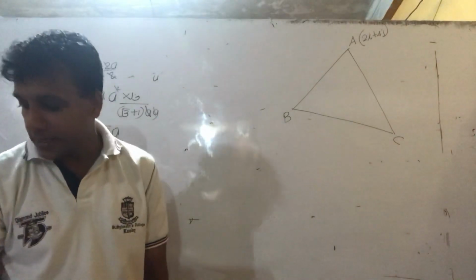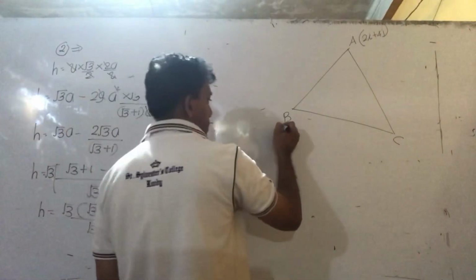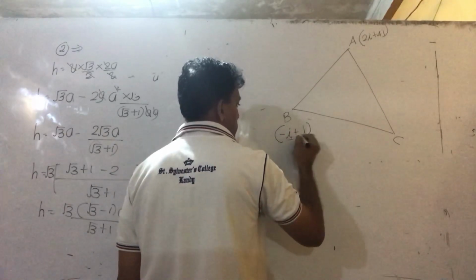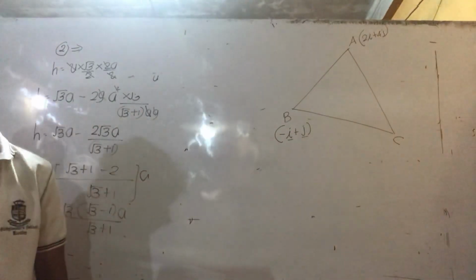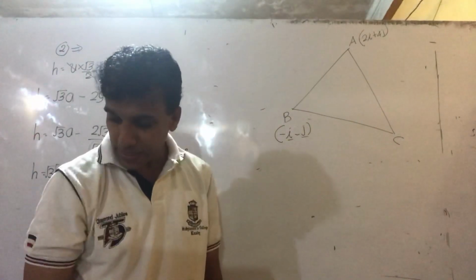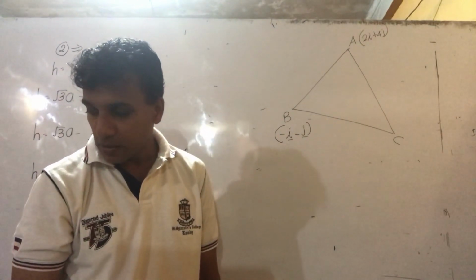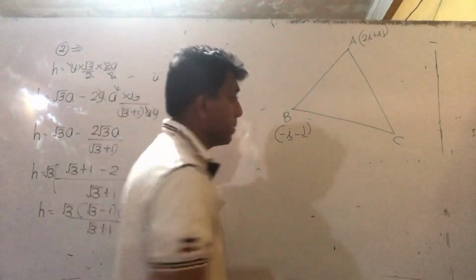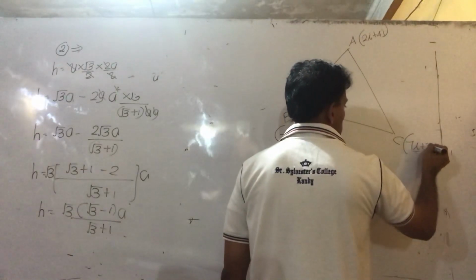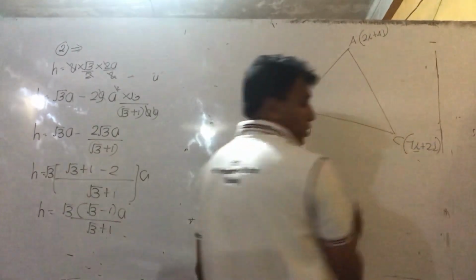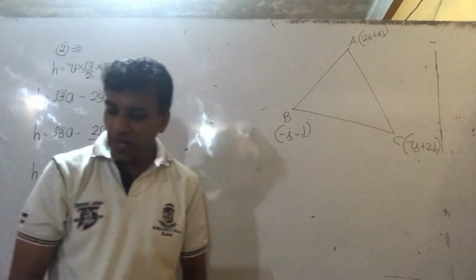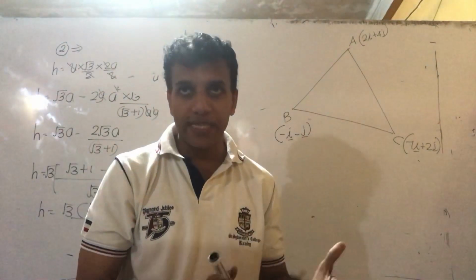And B is minus i minus j, and the vector C is 7i plus 2j, right? So the first part of the question: find the length of AB, BC, CA.